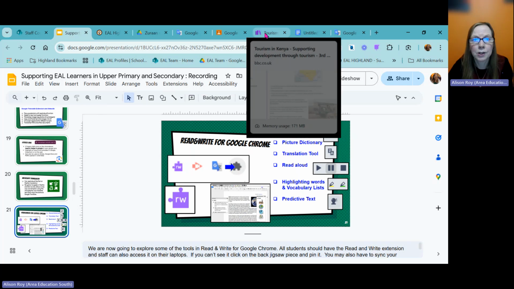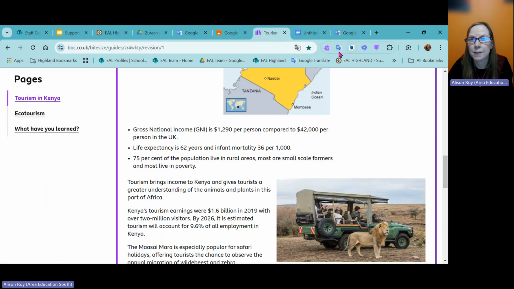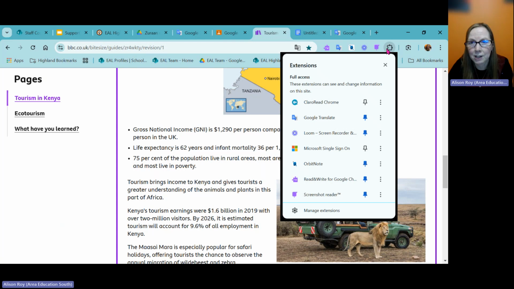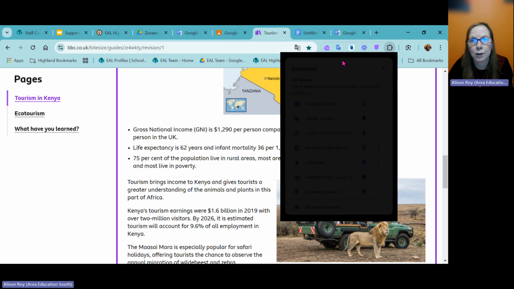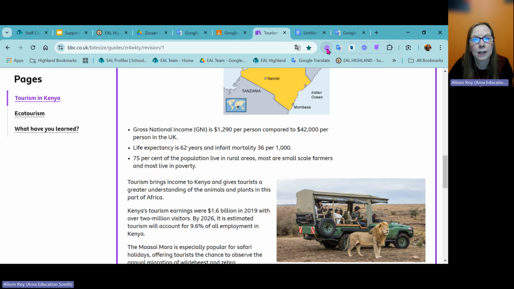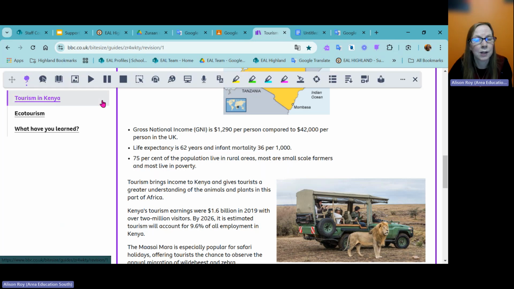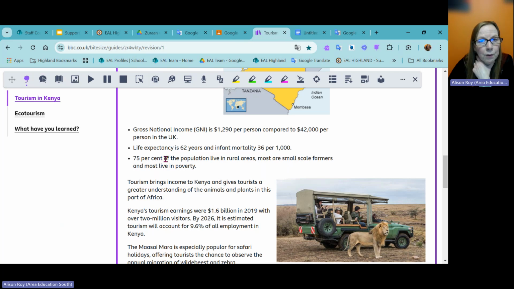If we go into a website, hopefully people will see the RW and the purple jigsaw up at the top. If you can't see it, go back to the black jigsaw and see that it's pinned, and then you should see it up to the right of your toolbar. So click on it and you'll get this toolbar that sits across the top of your document.